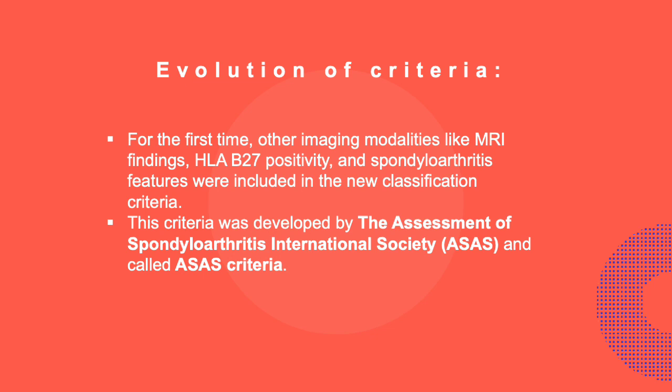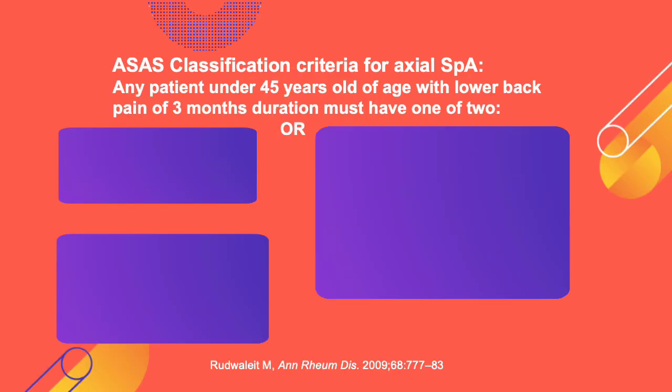A criteria was developed by the Assessment of SpondyloArthritis International Society, also called the ASAS criteria. This was the first time that any criteria included imaging like MRI, HLA-B27 positivity, and spondyloarthritis features. The entry point of the criteria is any patient under 45 years of age with chronic lower back pain of 3 months duration, and it has 2 arms.